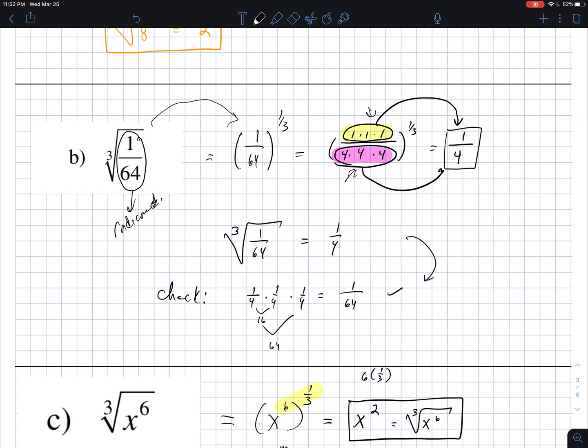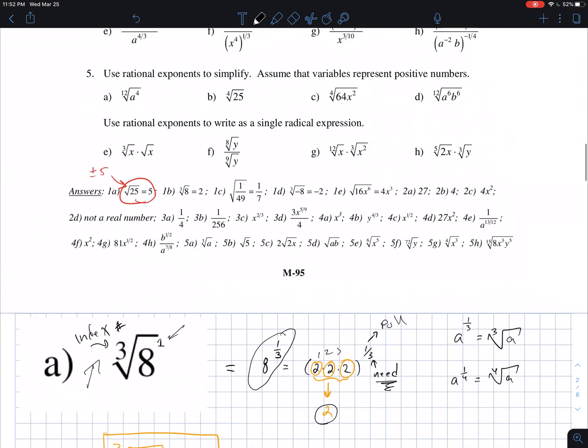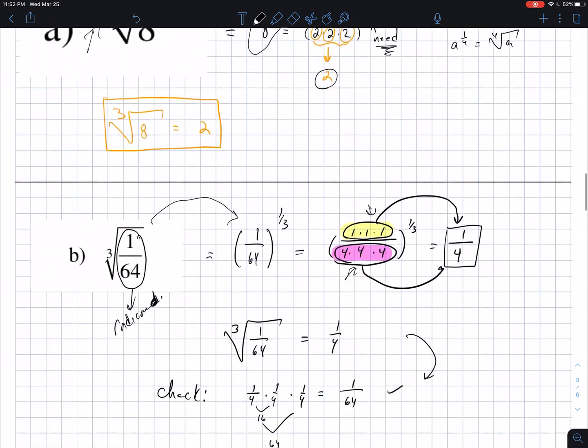The radicand. Whoops. This is the radicand. No, it's the radicand. Yeah. Okay. So, here we go. Let's keep going on this, actually.